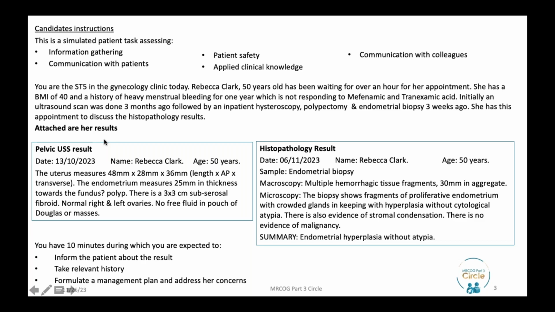Okay, so when you start off a case scenario like this, I always advise that you check the patient's understanding about her condition so far. Okay, so you and the patient from the beginning would be on the same page and you take it on from there, right?